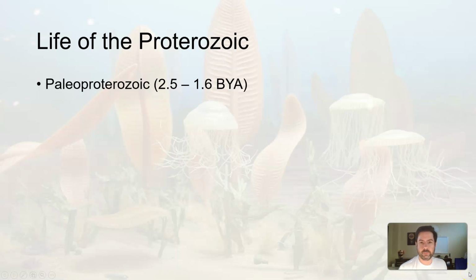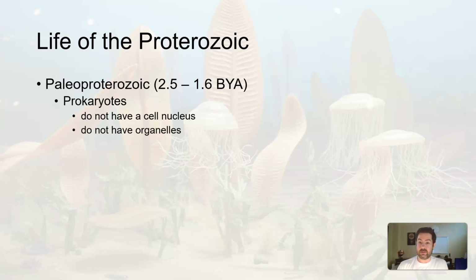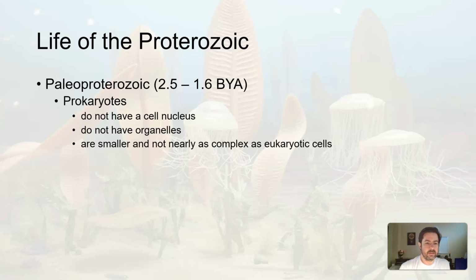So remember the Paleoproterozoic, about 2.5 to 1.6 billion years ago. The life that we start to see in the Paleoproterozoic is still mostly prokaryotes, meaning they do not have a cell nucleus. They do not have organelles on the inside, like mitochondria and ribosomes and all those sorts of things, if you remember biology. They are small, and they're not nearly as complex as eukaryotic cells, which will come next. So these are still very simple archaea and bacteria.